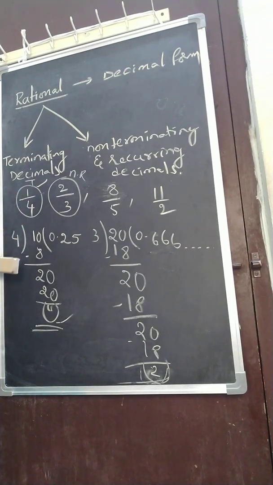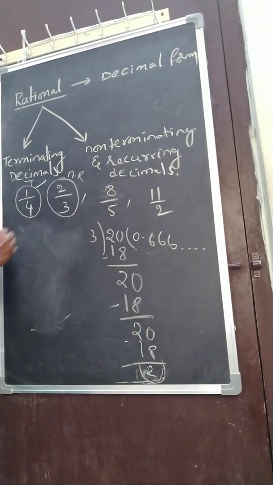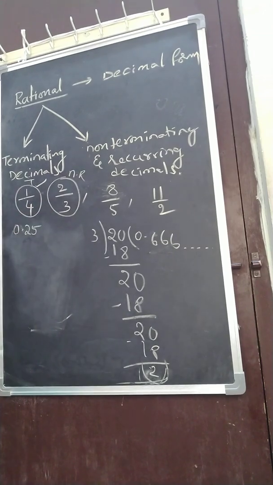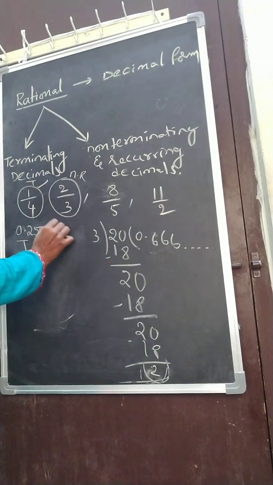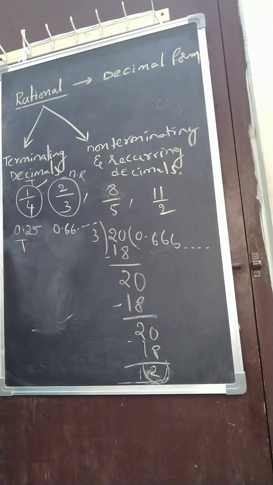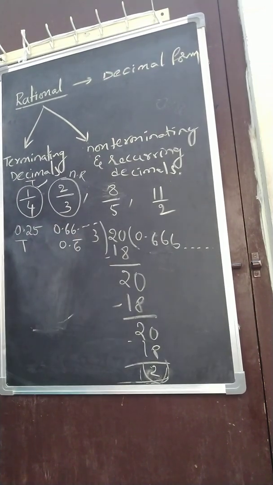Here 1 by 4 value is 0.25. So, it is a terminating decimal. Next, 2 by 3 value is 0.666 and so on. So, we can represent this one as 0.6 bar.